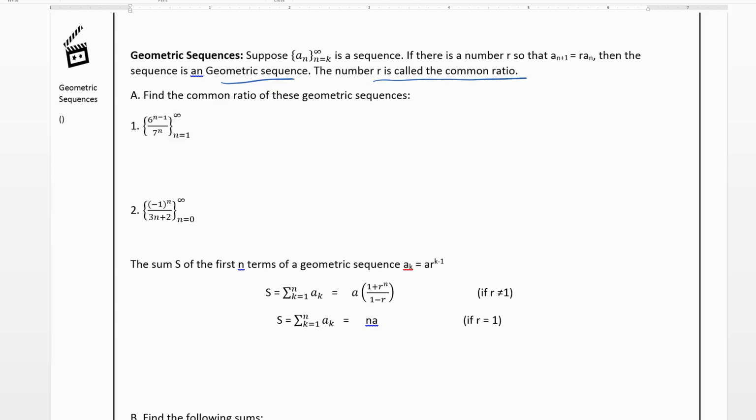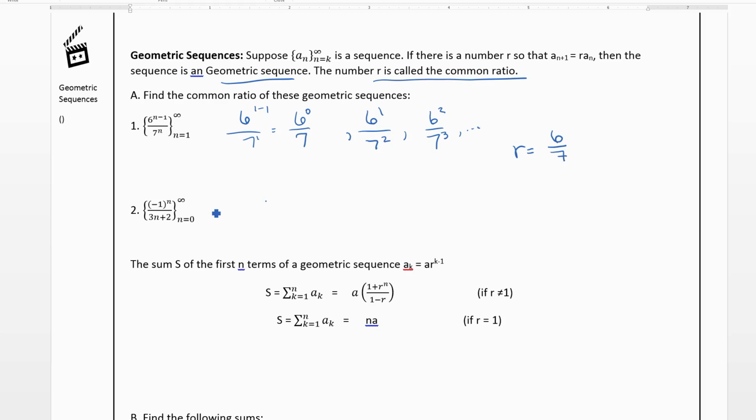So this says, find the common ratio of these geometric sequences. So we're going to kind of plug some values in to figure it out. So first we're going to plug in 1. So we'd have 6 to the 1 minus 1 over 7 to the 1. So this would be 6 to the 0 over 7. The next term we'd be plugging in 2. So we'd have 6 to the first over 7 squared. Then we'd have 6 squared over 7 cubed. And I hope you see what's happening. Each time we're multiplying the top by 6, we're multiplying the bottom by 7. So our common ratio would be 6/7.